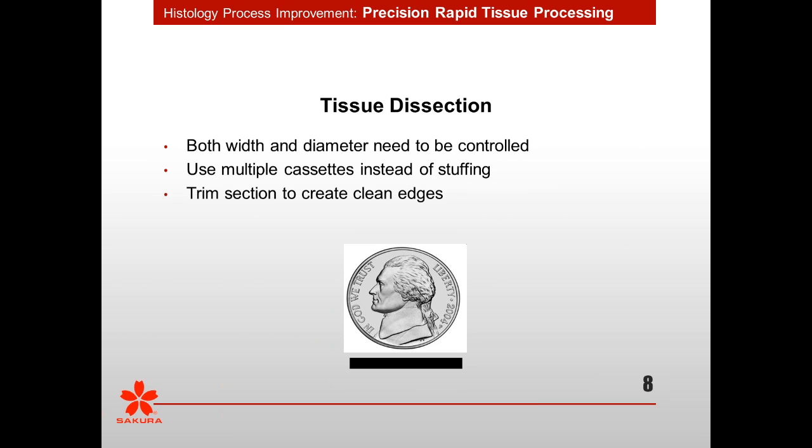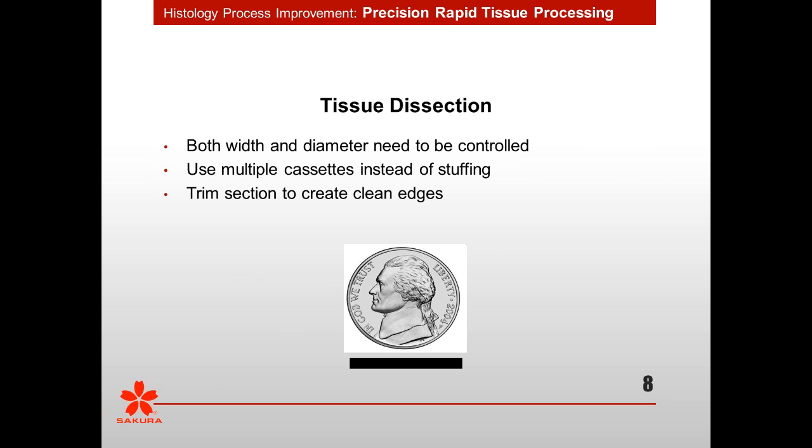So both width and diameter need to be controlled. It's hard to do this by just your eyesight, but in my experience and several other labs that I interact with, somewhere around 70% of your tissues that come in lend themselves readily to cutting to that 2 millimeter or less standard. Always use multiple steps, never stuff. So again, that decision has to be decided, but that can be a very efficient way.